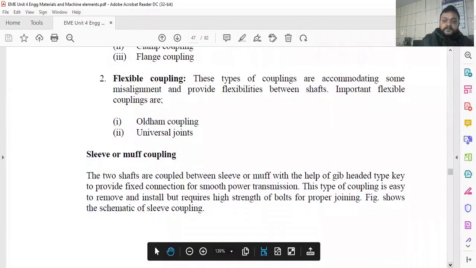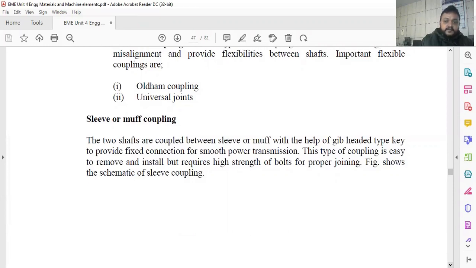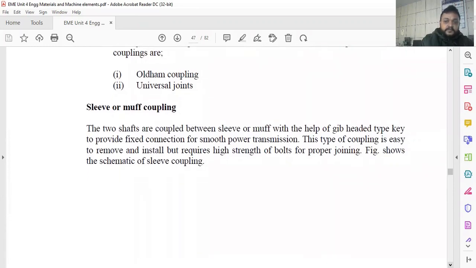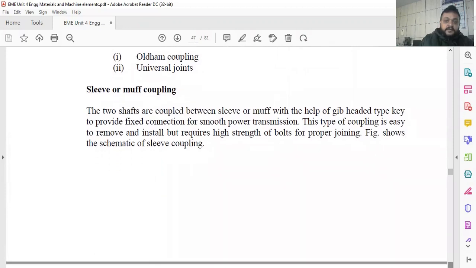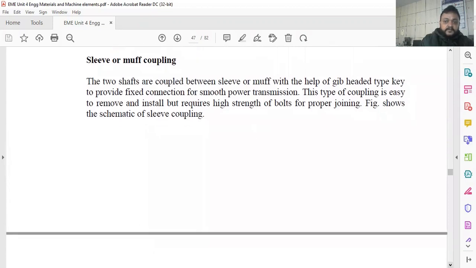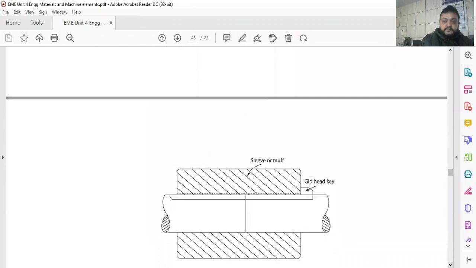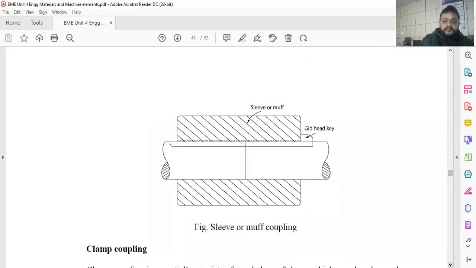So first of all, we have to see the muff coupling. Muff couplings are coupled with the muff with the help of a gib-headed key, which I will show you in the figure. This type of coupling is very easy to assemble and reassemble. It is a simple type of coupling.